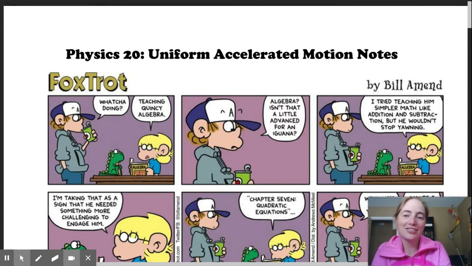We are today going to look at our fourth topic, and we've got our uniform accelerated motion notes today. So please enjoy the comic here.